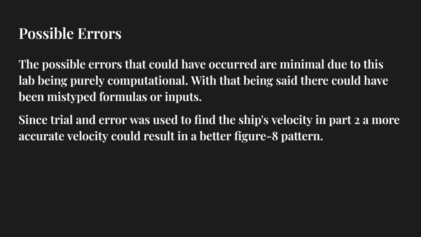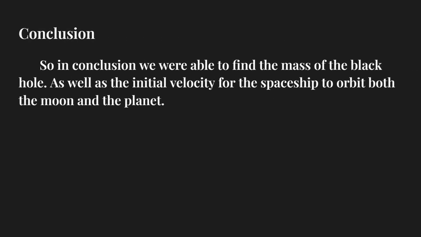Possible errors. The possible errors that could have occurred are minimal due to this lab being purely computational. With that being said, there could have been mistyped formulas or inputs. Also, since trial and error was used for the ship's velocity in Part 2, a more accurate velocity could result in a better figure 8 pattern than I was able to find. So in conclusion, we were able to find the mass of the black hole, as well as the initial velocity for the spaceship to orbit both the moon and the planet.